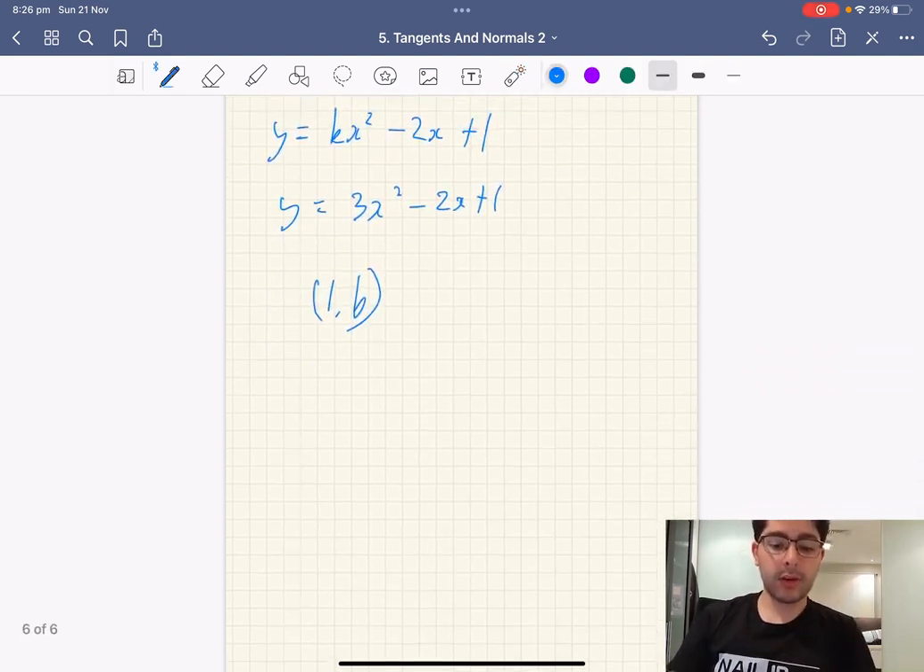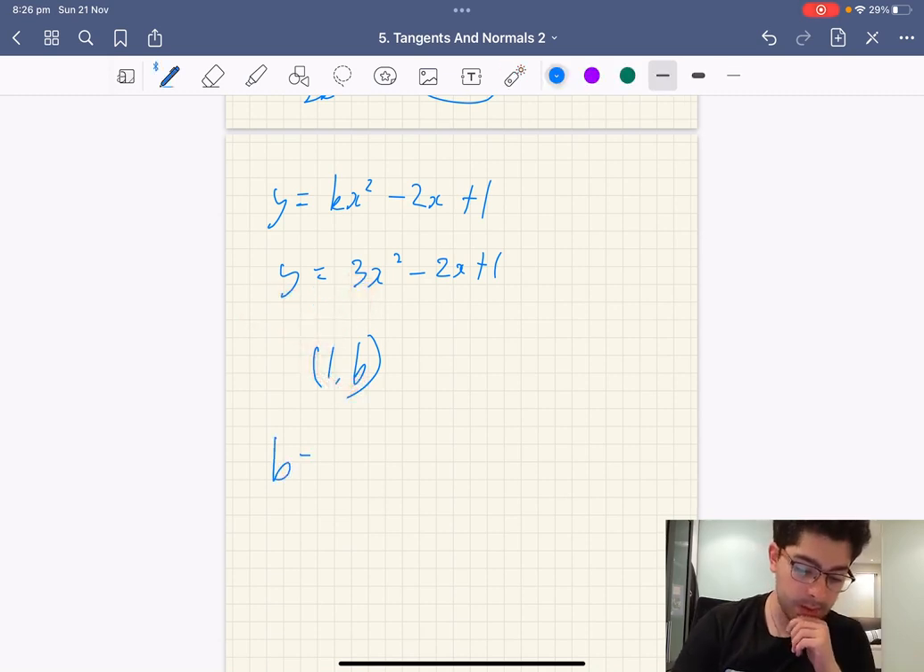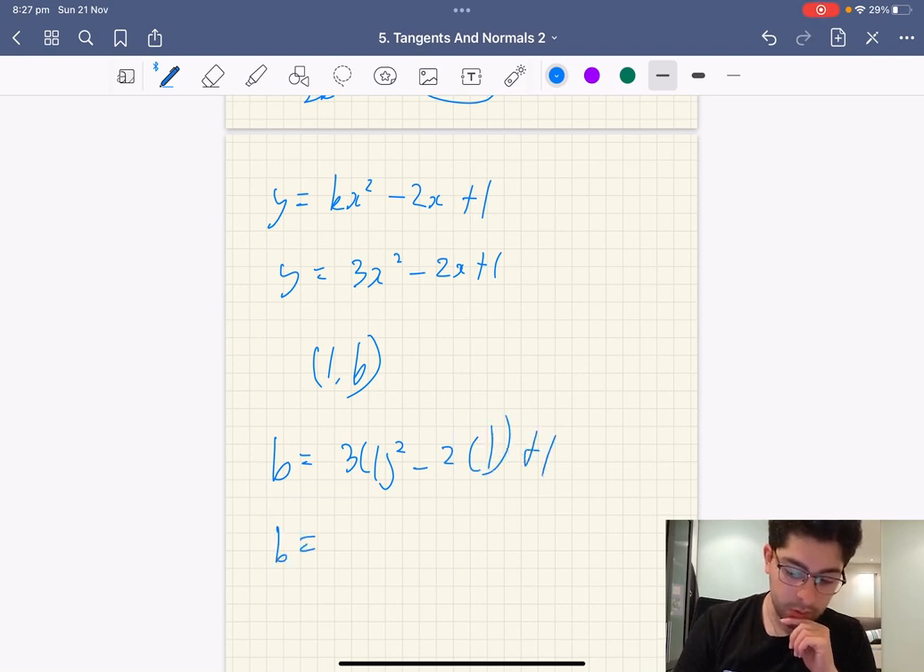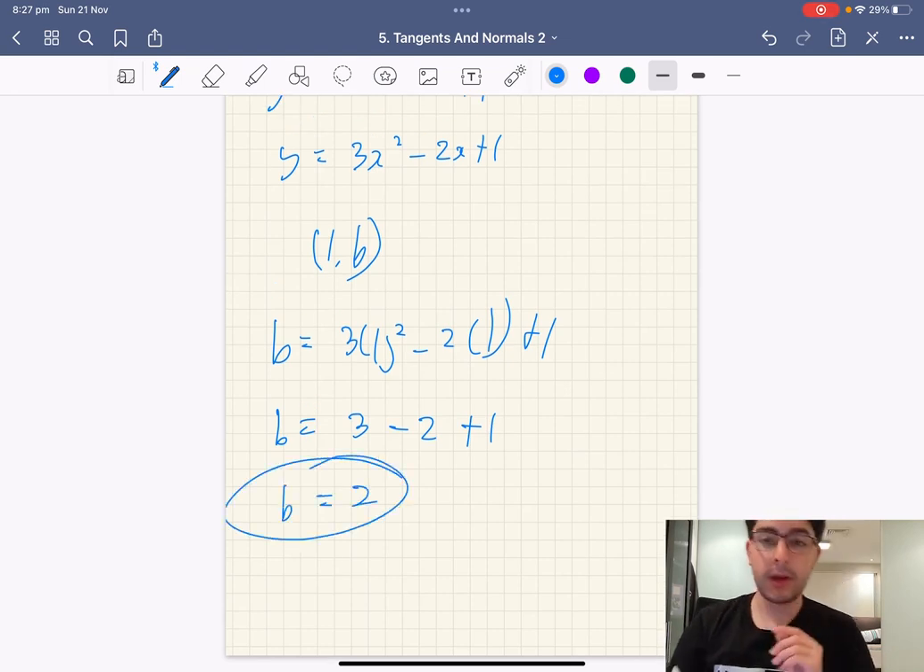Now to find that, we know that if we sub in x equals 1, the y value will be b. So we know b is going to be 3 times 1 squared minus 2 times 1 plus 1. So b is equal to 3 minus 2 plus 1, which is going to be 2. And there we go. We have solved for both k and b. Let's do another question.